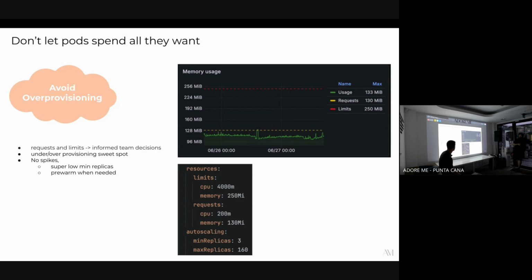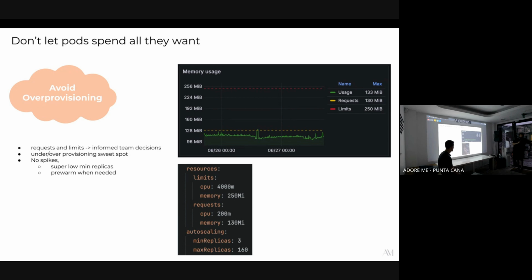Each service has a dashboard in Grafana with the resources, so they know what resources to allocate. There's a question: how do we handle scaling batch jobs for our workers and stuff?